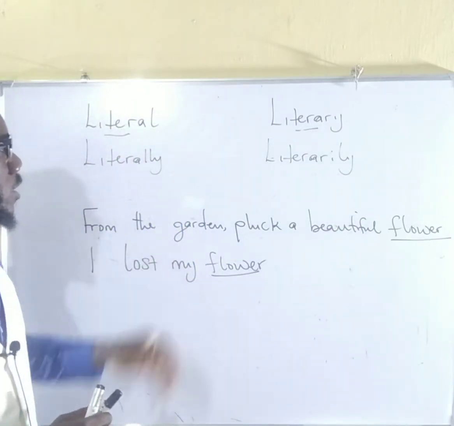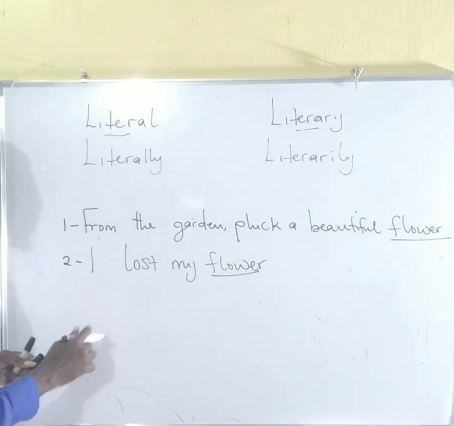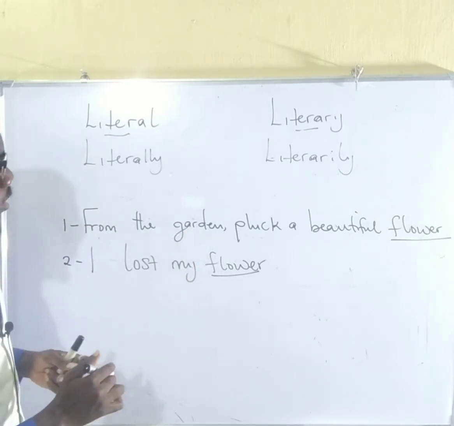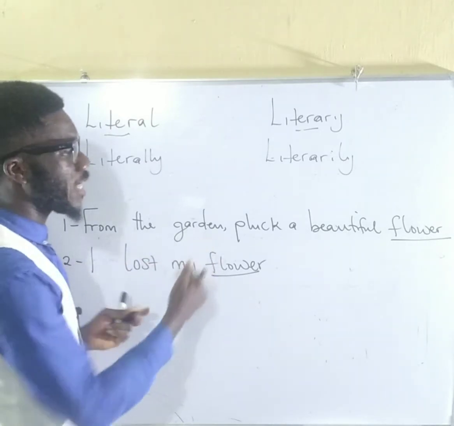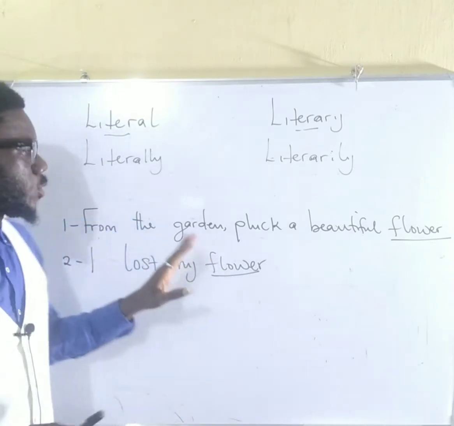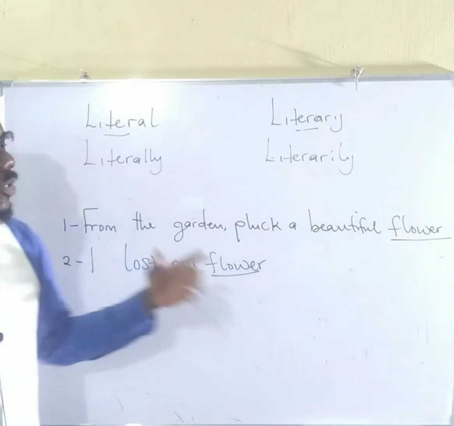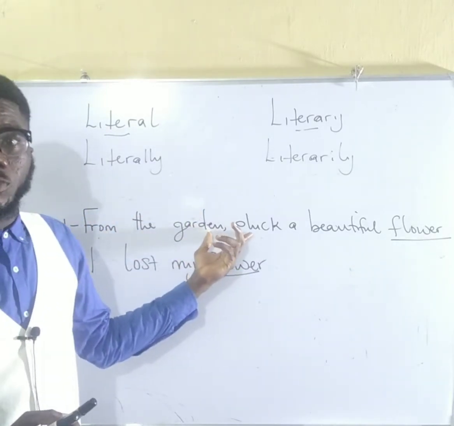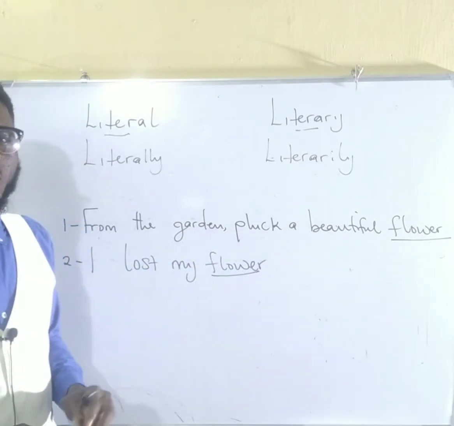Now, let me illustrate. Take a look at the sentence that you have on the board. Let us call this 1 and call this 2. Let's say you come across something like this: From the garden, pluck a beautiful flower. Can you imagine that you are talking to a child, maybe somebody in JS1, and you tell this person, from the garden, pluck a beautiful flower.